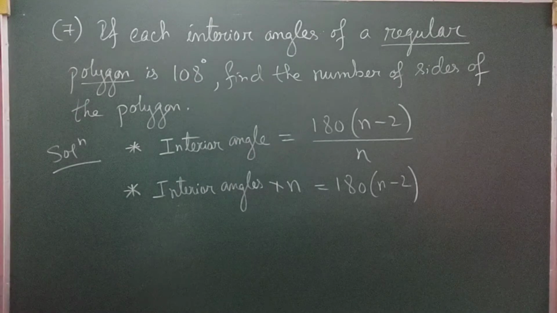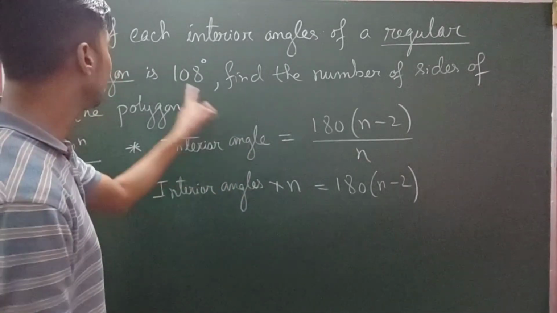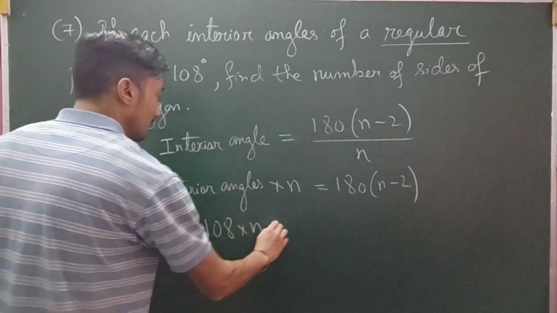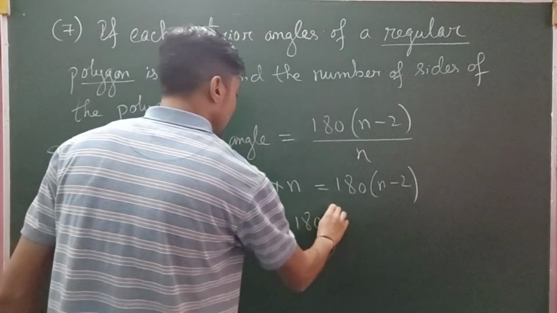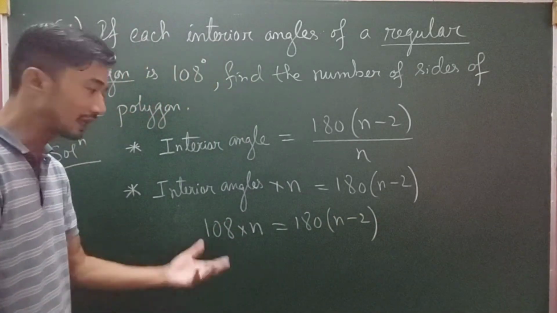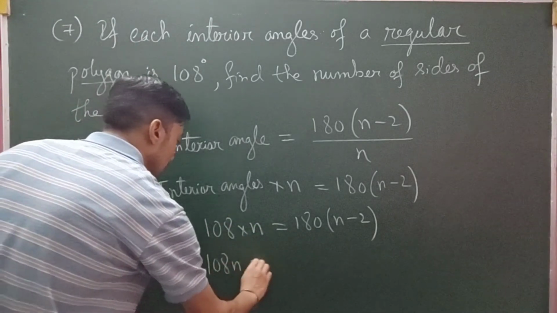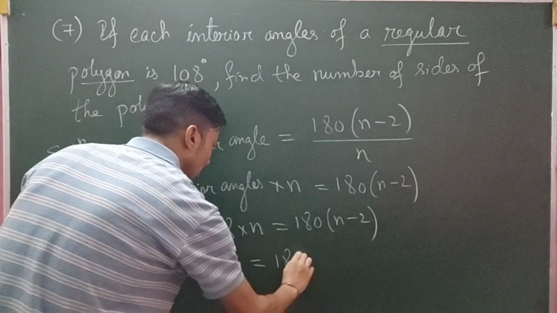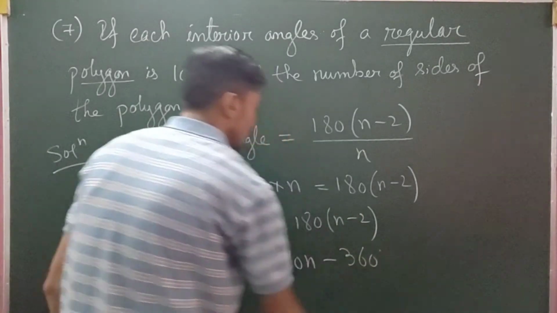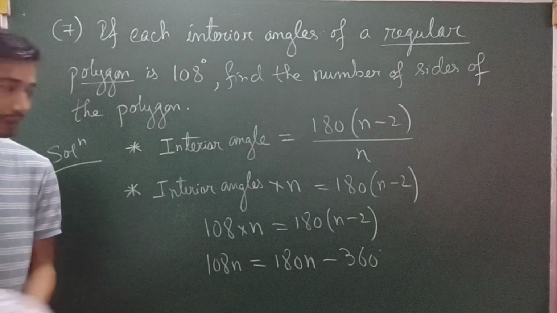Alright, so let's use this formula. Got it now? So what is the interior angle? Each interior angle is 108 degree into n, and this is 180 into n minus 2, but n we don't know, so we have to find out n using algebra. So let's multiply. 108n is equal to 180 into n will be 180n minus 180 into 2 will be 360 degree. There is no easy way here, we have to calculate.